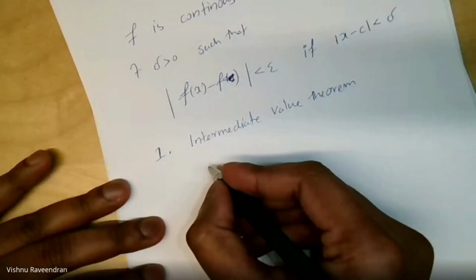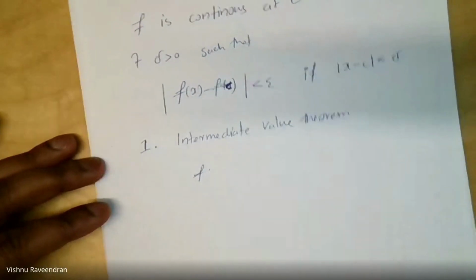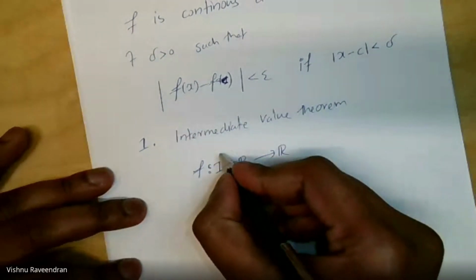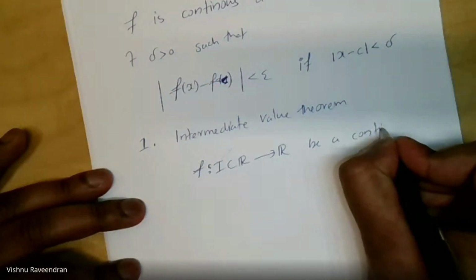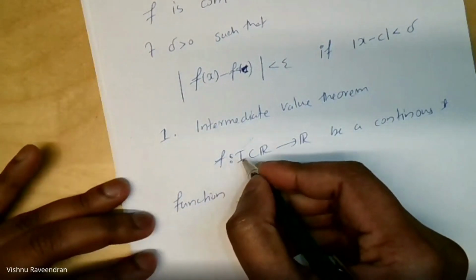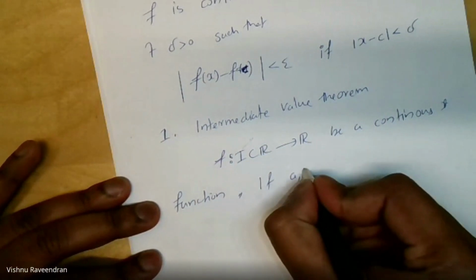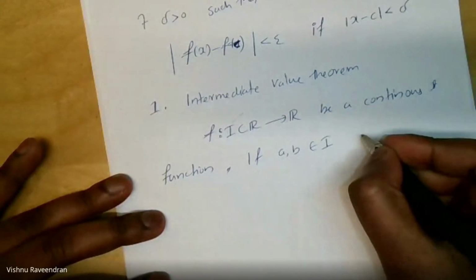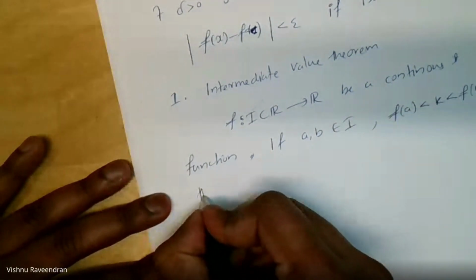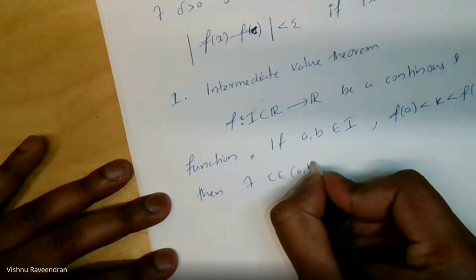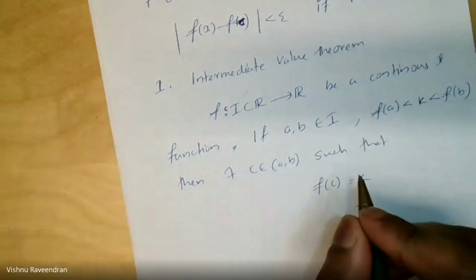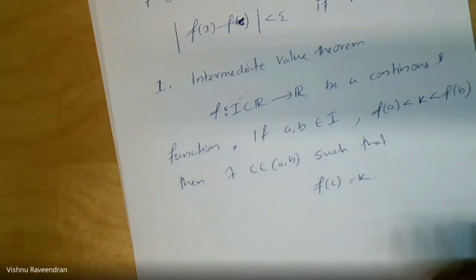So the statement is that f is a continuous function defined on an open set I. If a, b are elements of I, and if you have f(a) less than k less than f(b), then there exists a c between a and b such that f(c) is equal to k. So this was the statement for the intermediate value theorem.